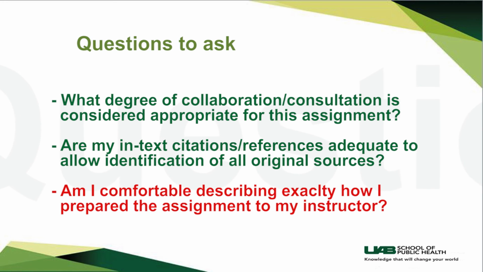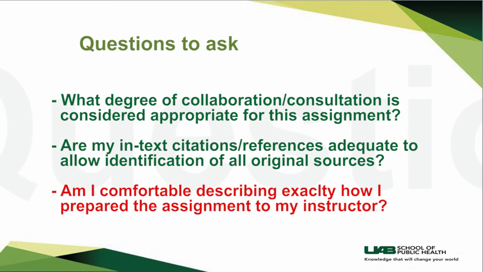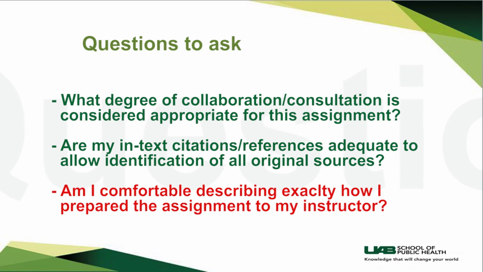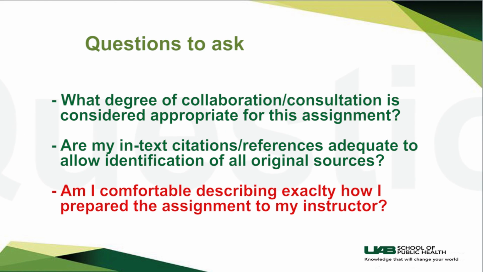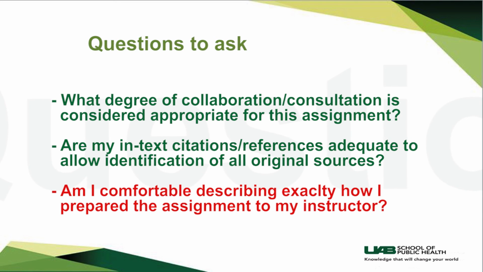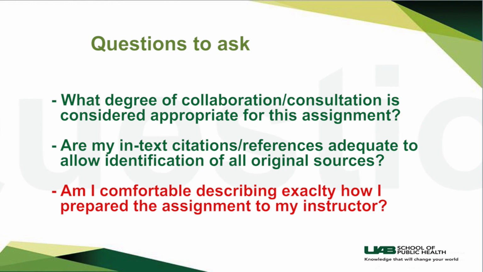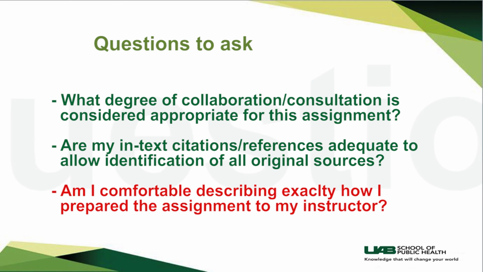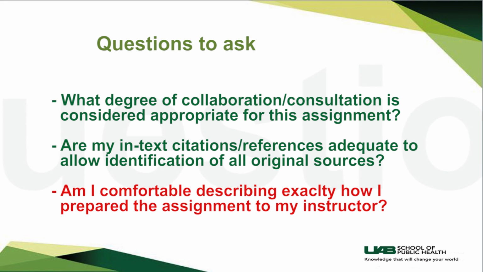The second thing you want to ask after you've prepared any written assignment or paper is whether the in-text citations and the references are adequate to allow someone to identify all of your original sources. So ideally, when I see a paper that a student has written, I should be able to find absolutely every single source and go through the exact same process that they did, find all the same original material. And that's only possible if the in-text citations and the references are adequately done.